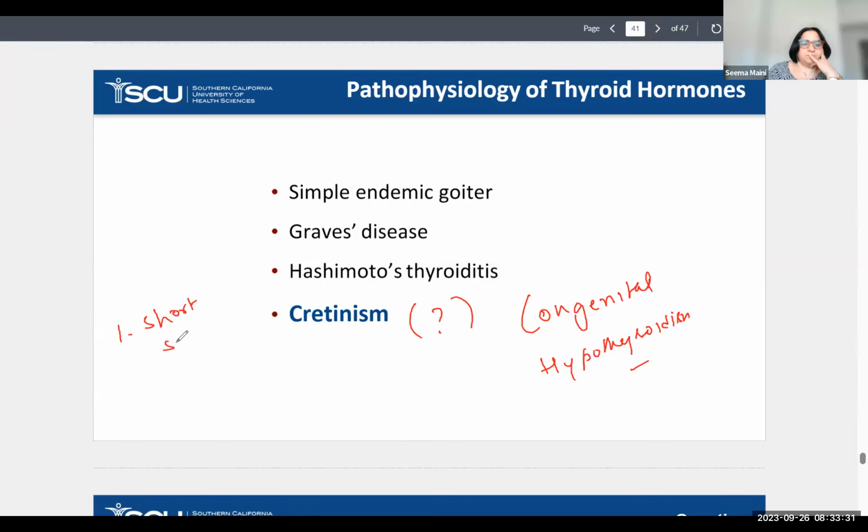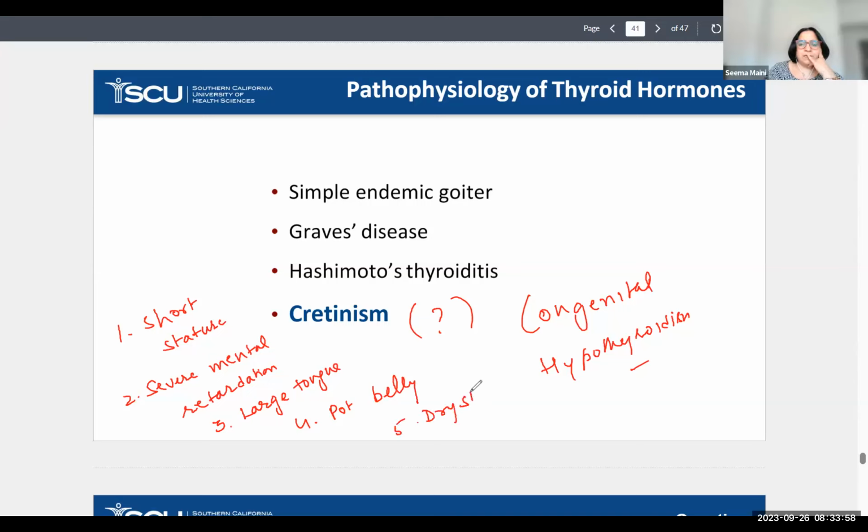Short stature, severe mental retardation. There is a large tongue, pot belly, dry hair, dry skin and hair, poor appetite. These are the signs of cretinism.